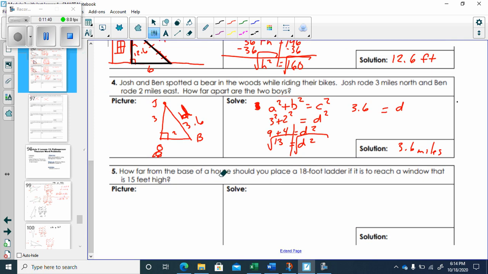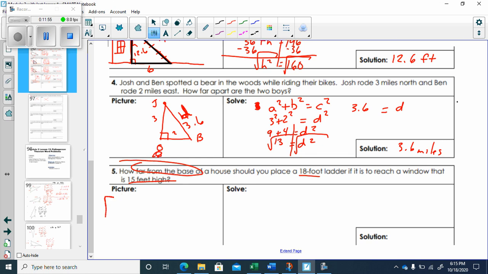How far from the base of a house should you place an 18-foot ladder if it's to reach a window that's 15 feet high? 18-foot ladder, 15 feet high window. They want to know how far from the base of the house you want to be.